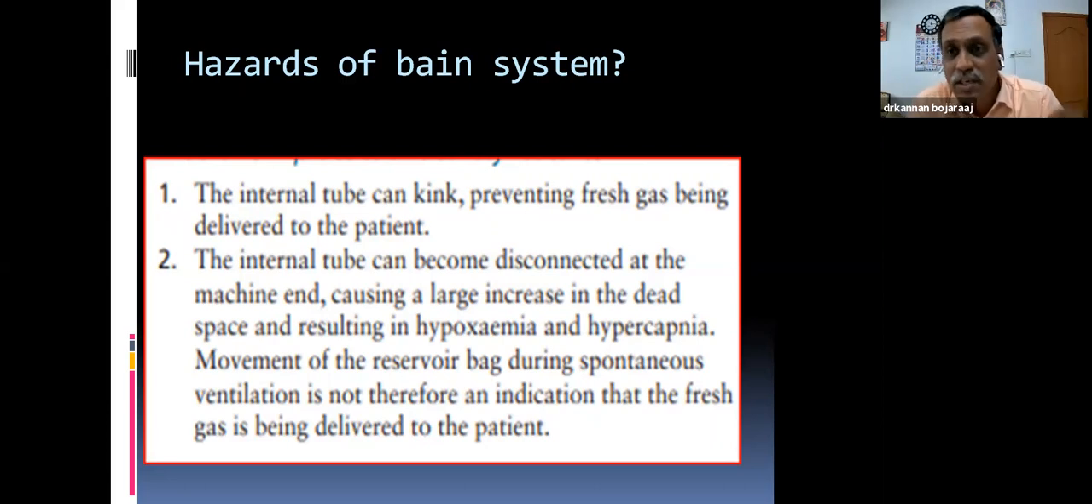But in case we are using the circuit for controlled ventilation, the situation is enormously dangerous. And our monitors can only denote that there is hypoxemia. If end-tidal CO2 monitors are available, then only can we recognize it earlier. Otherwise, it will come to a very dangerous end for the patient. So that is the most important hazard of this Bain system. Okay.